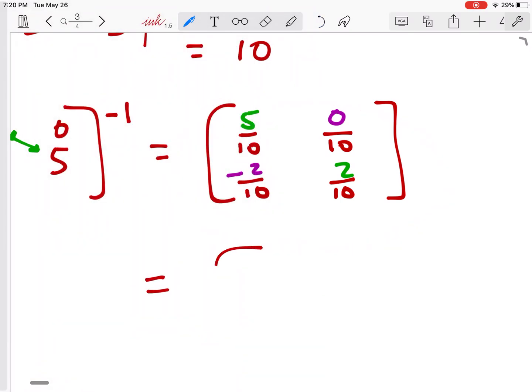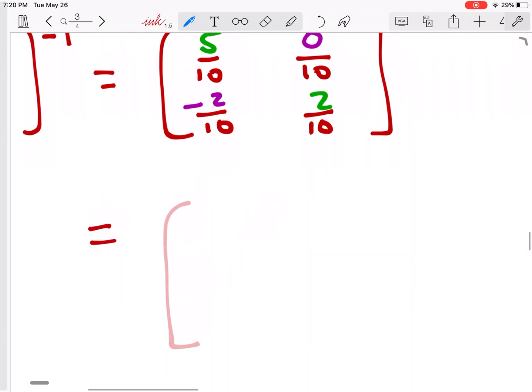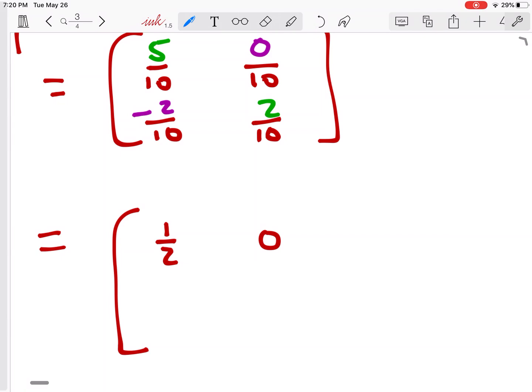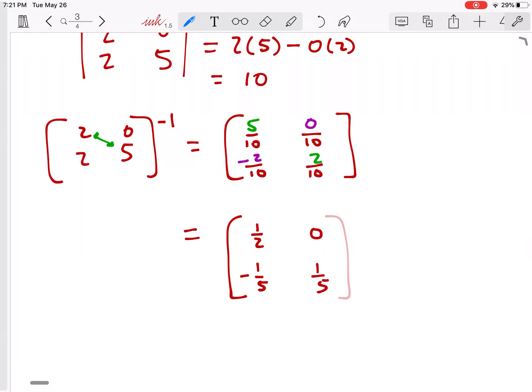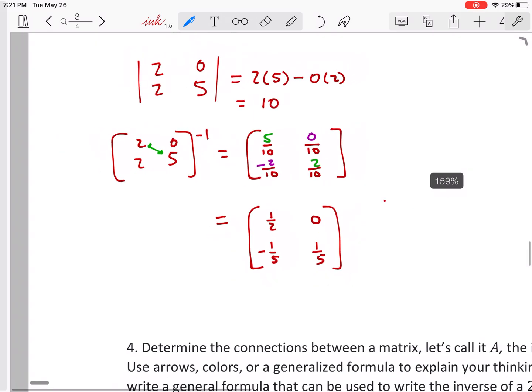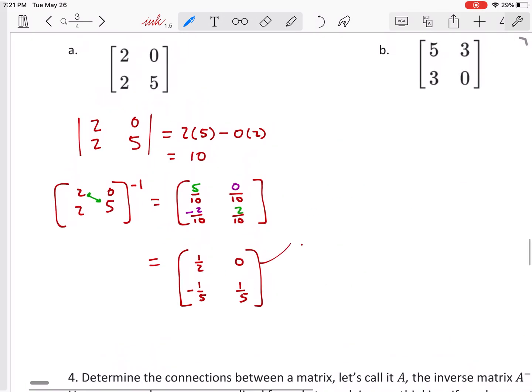In math we like to simplify things though. We don't want larger fractions than we need. So 5/10 simplifies to 1/2. 0/10 is 0. Negative 2/10 is negative 1/5. And 2/10 is 1/5. Could have used decimals if you wanted to. So this right here is our inverse matrix. You could test to see if it's true by multiplying it by the original, and you should get the identity matrix.